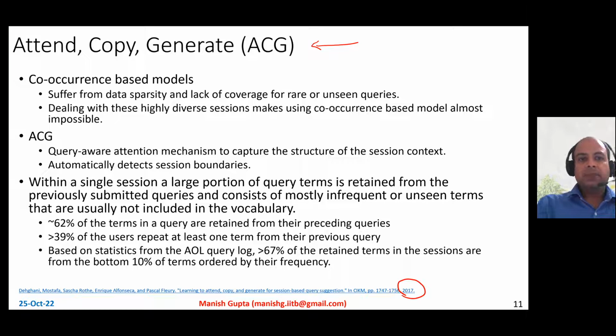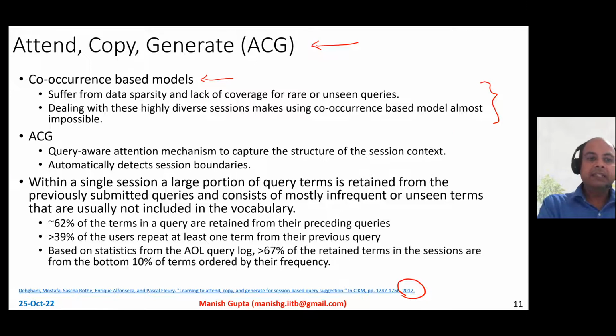So the concurrence-based models, session concurrence-based models, or even trie-based models suffer from data sparsity and lack of coverage for rare or unseen queries. If you have not seen this particular prefix ever in your query log, there is no way that you can pump suggestions for this prefix using a trie-based solution, right? A trie-based most popular completion solution. And therefore, what you need is to look at other mechanisms, the generative mechanisms, to come up with suggestions in such cases.